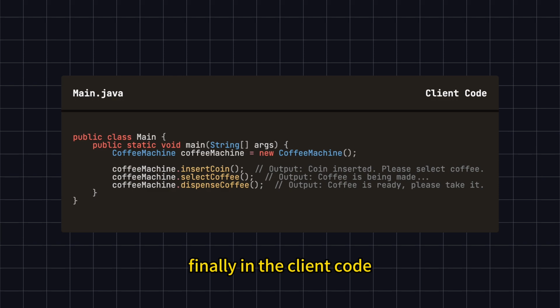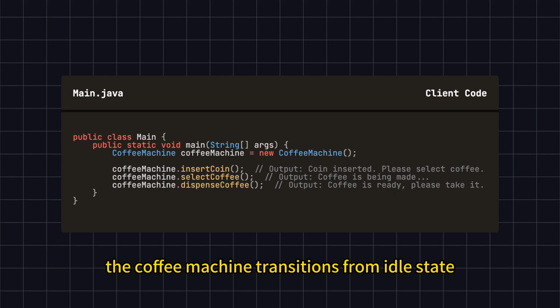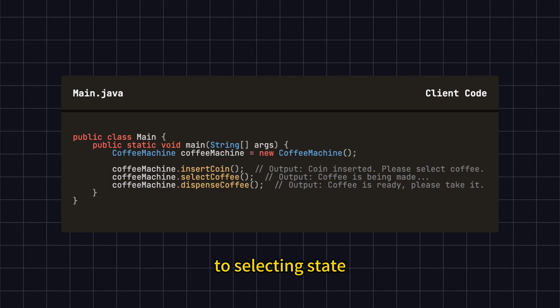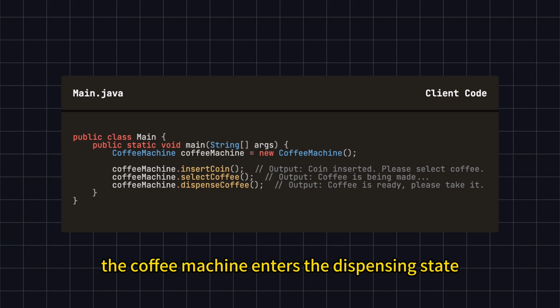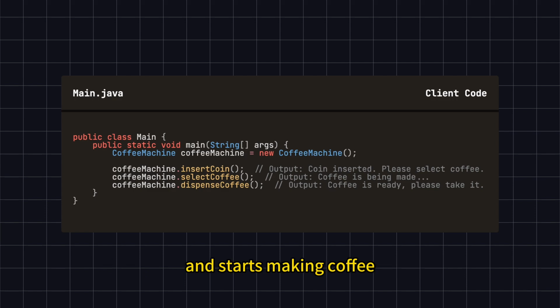Finally, in the client code, we create a coffee machine object and sequentially execute the actions of inserting a coin, selecting coffee, and dispensing coffee. In this example, when we call the insert coin method, the coffee machine transitions from idle state to selecting state and prompts the user to select coffee. When we call the select coffee method, the coffee machine enters the dispensing state and starts making coffee.